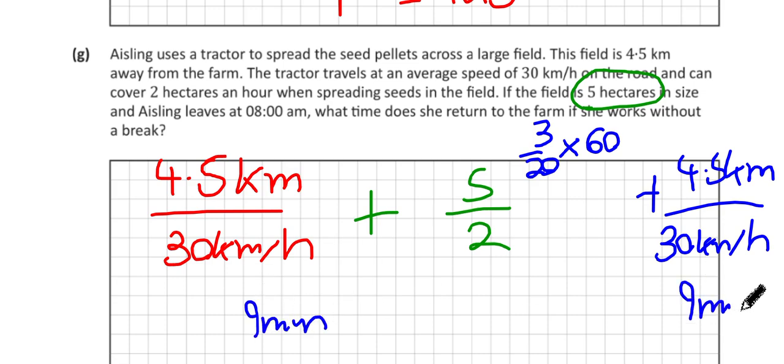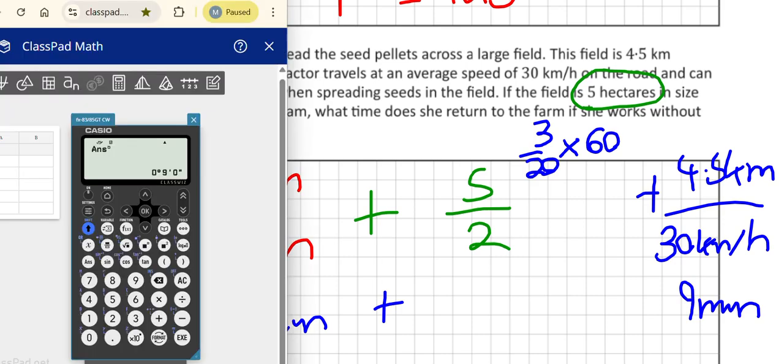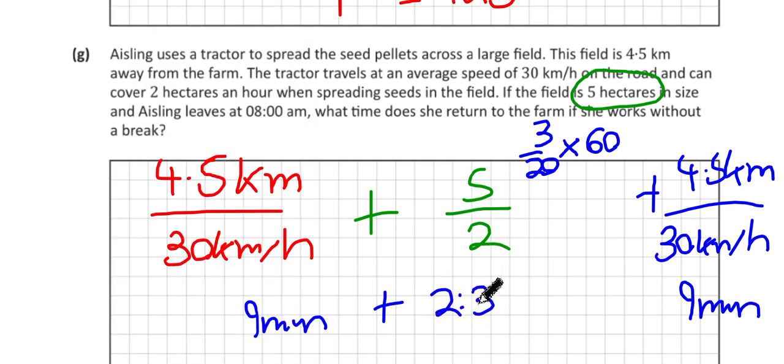This takes 9 minutes. What's 5 divided by 2? Would you agree it's 2.5 hours? And once again, if I do 5 divided by 2 in my calculator, I get that. And then if I press shift on this button here, press execute, 2 hours and 30 minutes.